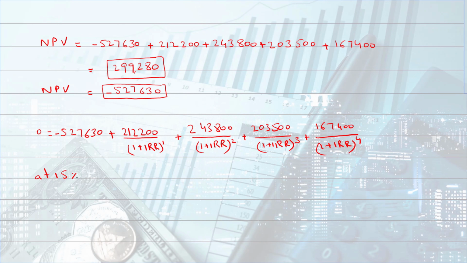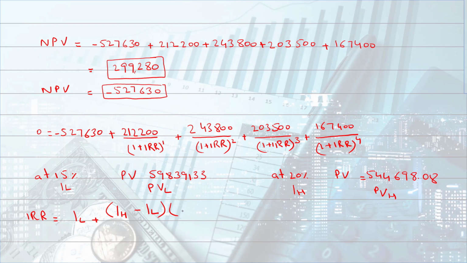At 15%, present value is 5,98,391.33, and at 20%, present value is 5,44,639.08. So this will be IL, that will be present value L, that is IH, and that is present value H, and present value actual is the initial investment. IRR is equal to IL plus IH minus IL into present value L minus present value actual divided by present value L minus present value H.